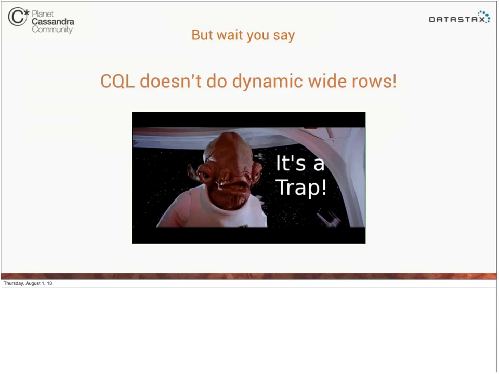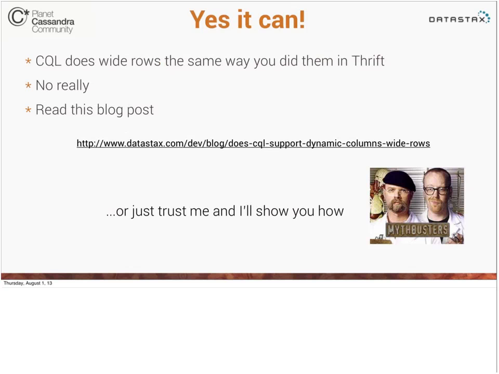So let's go through some comments here about CQL. And I got this: CQL doesn't do dynamic rows. I hear that all the time. And yeah, they do. So this is just my Mythbuster slide. I just keep reiterating this point. But CQL does do a wide row, meaning what we've always talked about in Cassandra, where you have a row with a lot of columns, and that's a really good data model, and you don't want to make things too tight.